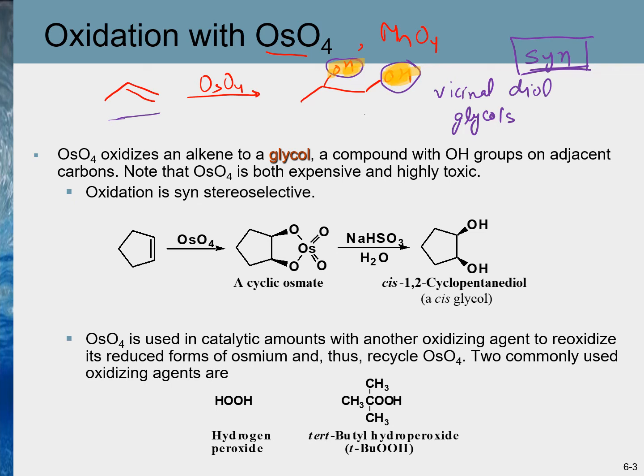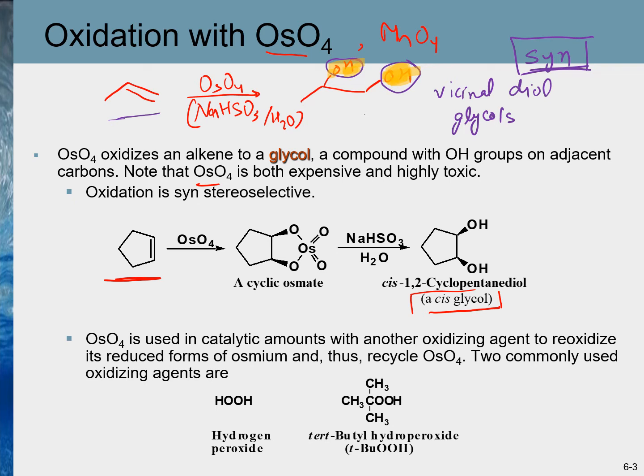Apart from the metal oxide, the reaction also needs sodium hydrogen sulfide and water. So because of the syn stereoselectivity, if we use osmium tetroxide to oxidize a cyclic alkene such as cyclopentene shown here, we will only get a cis glycol because both alcohol groups are added on the same side.